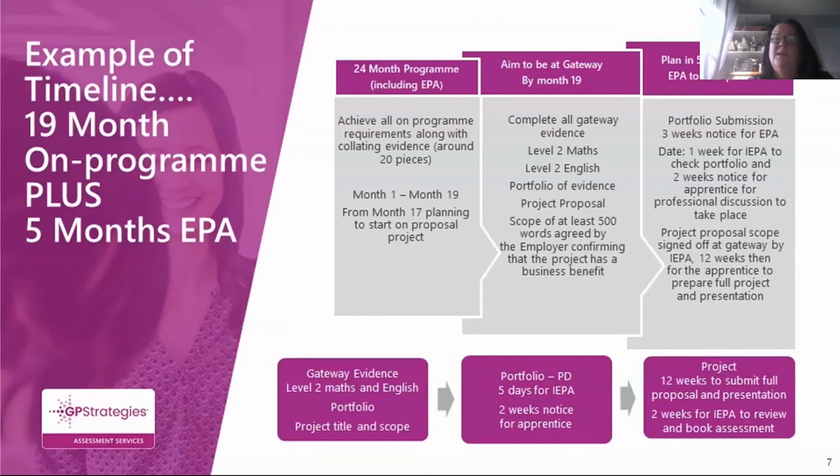So it can be completed and it will just remind you of what needs to be covered within that particular scope. But what we will be doing then at Gateway is the independent assessor will check that evidence and look at that 500 words, look at the scope, look at the title and say, actually, is that apprentice able to meet the KSBs as set out in the plan?